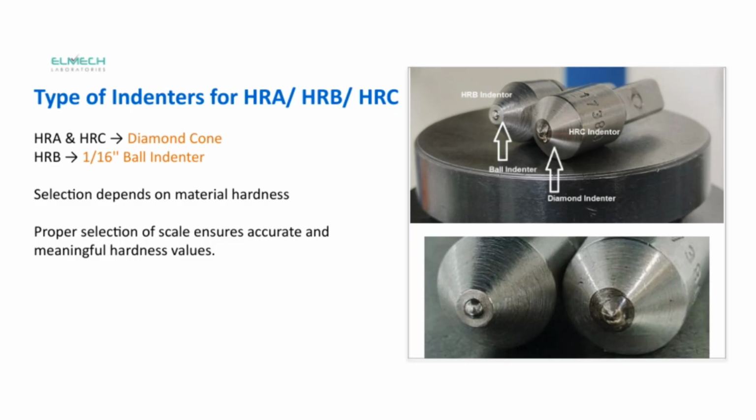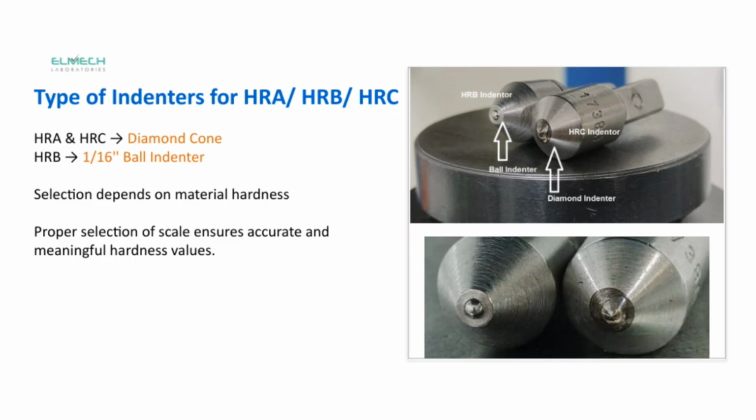This shape allows us to get precise measurements on harder materials. On the other hand, for HRB, we use a 1/16-inch ball indenter, which is better suited for softer materials. The key point here is that the selection of the indenter depends on the material's hardness. Choosing the right indenter is crucial because it directly impacts the accuracy of your hardness readings.